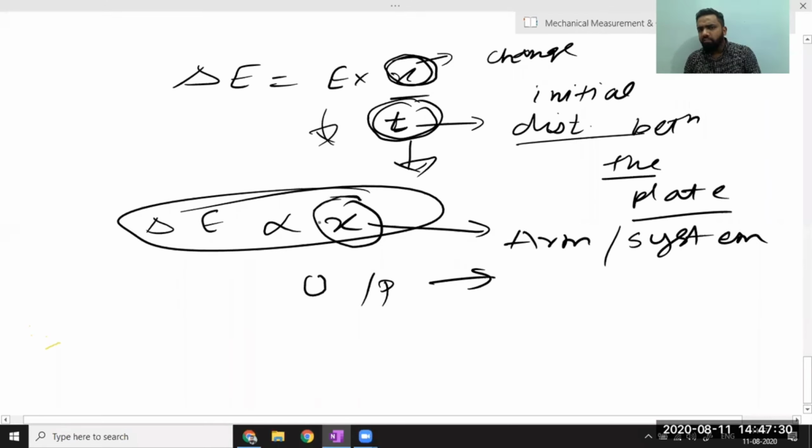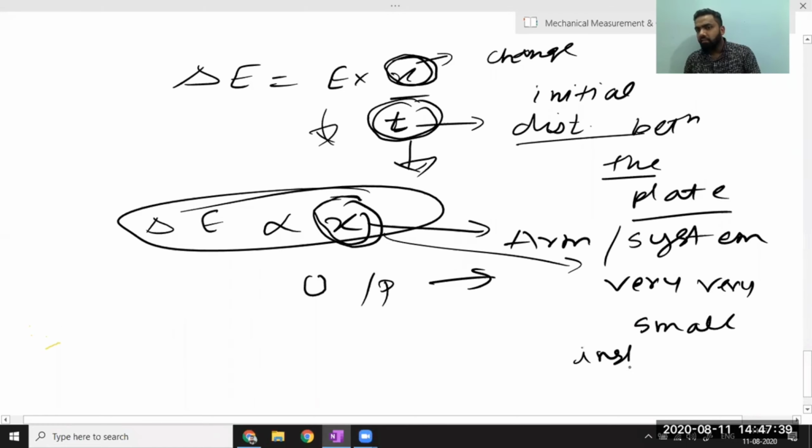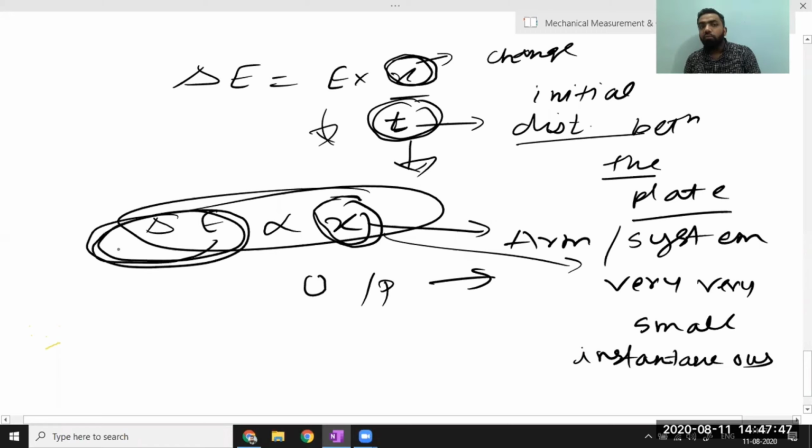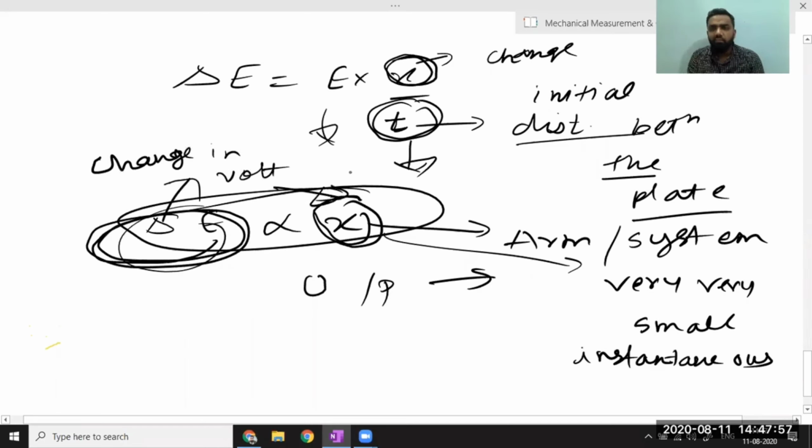Even if this displacement is very, very minute, very small, you can't measure it with your naked eye, and it is instantaneous, you can measure it in terms of change in voltage, right? And this change in voltage will be calibrated. This change in voltage will let us know what is the displacement of the system. Is everyone clear? I have tried to explain to you.